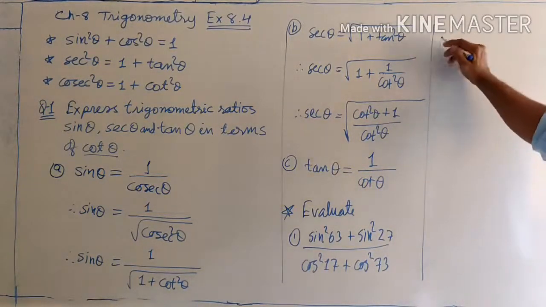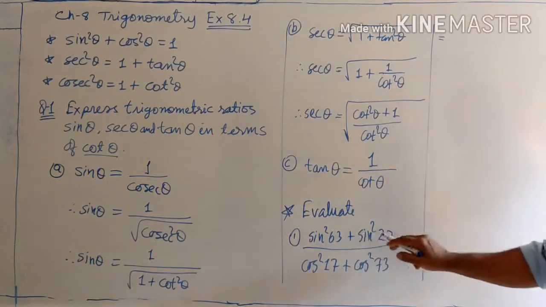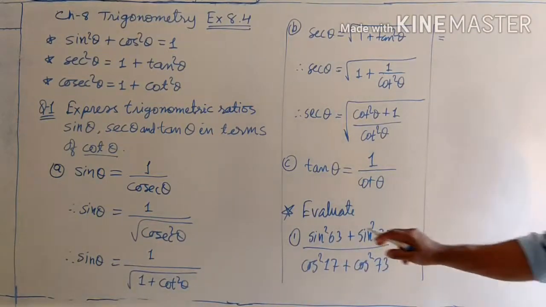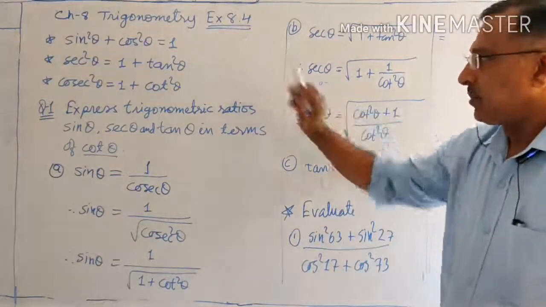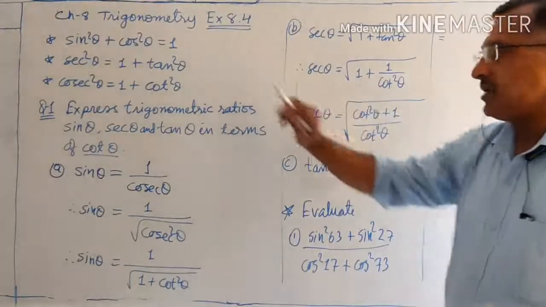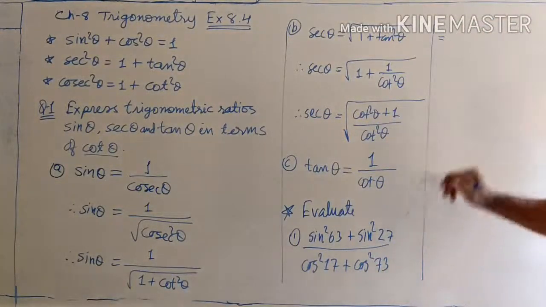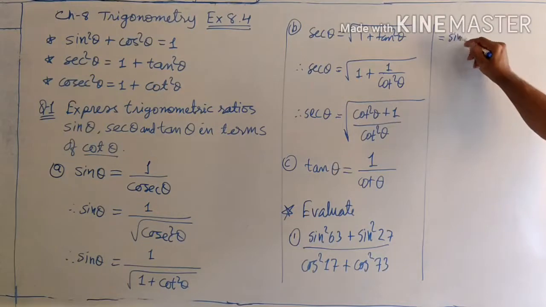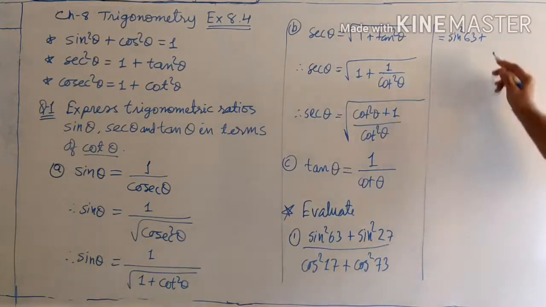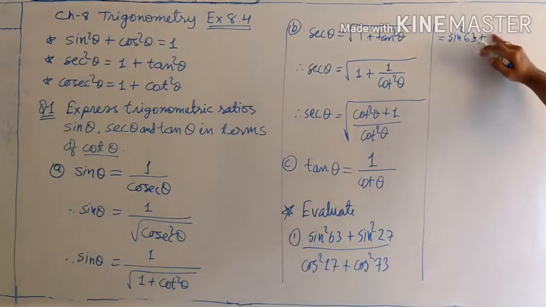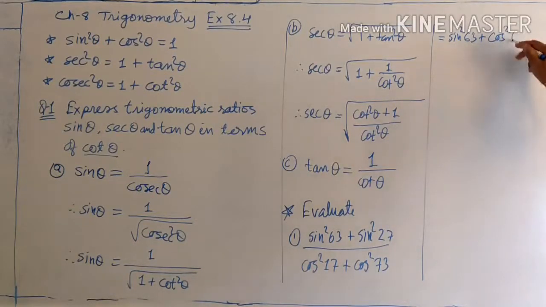Here we know sin square 63 and sin square 27, but we know if sin is converted in terms of cos, then we can make use of this identity. Same way in the denominator. So let us start. Sin square 63 we will keep as it is, and we will take the complementary of sin square 27. That is, complementary of sin is cos. So it is cos square 90 minus 27.